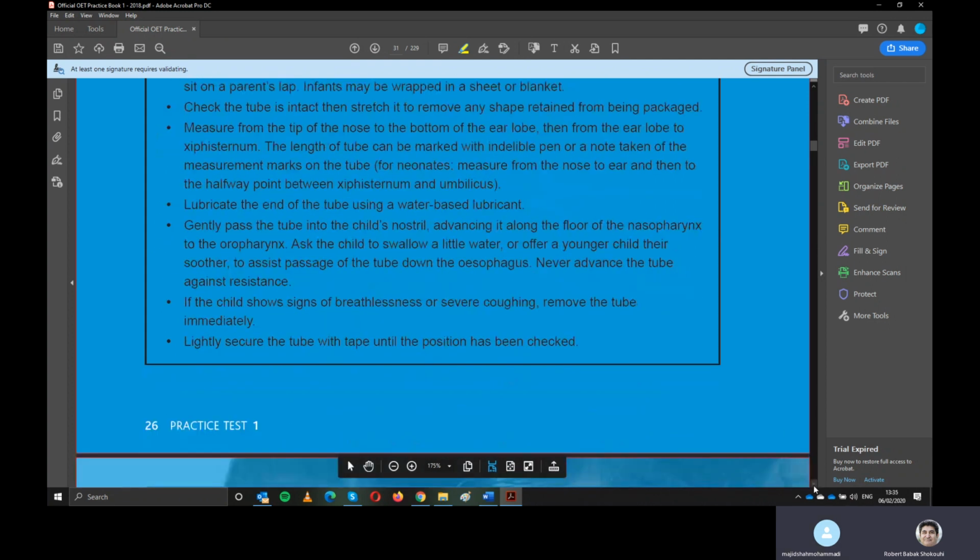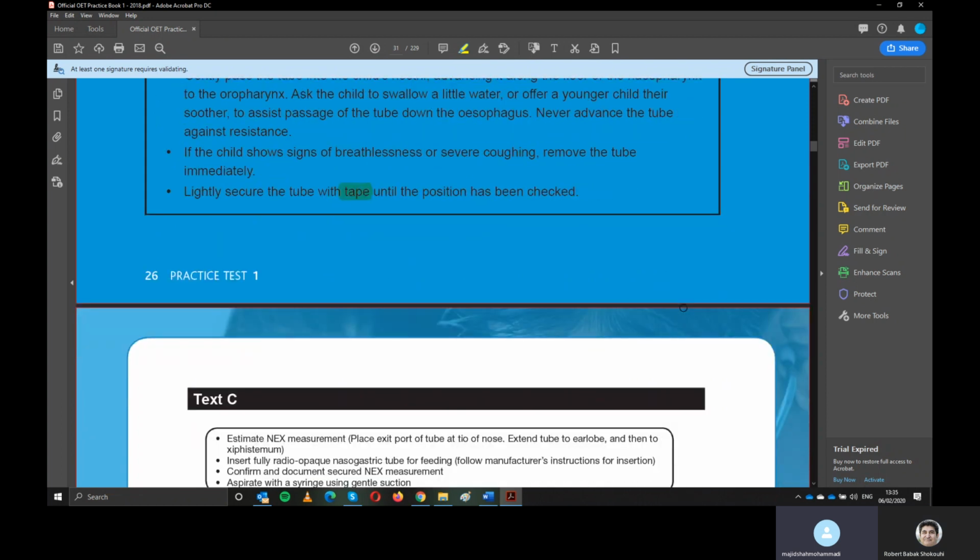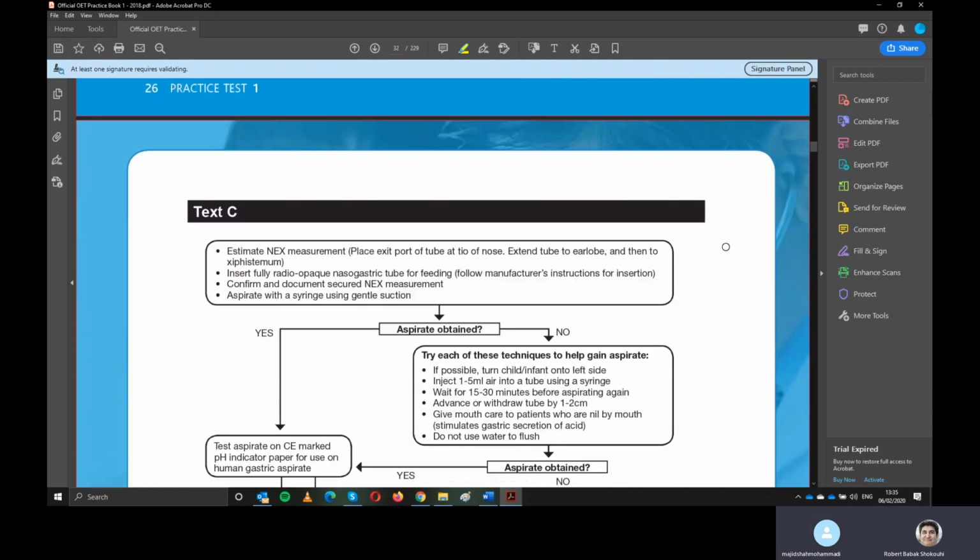Second question was: lubricate the end of the tube with a water-based lubricant. So we need to write there, water-based lubricant. Pass the tube, assist the passage, never advance. Lightly secure the tube with tape until the position has been checked. So how do we fix it temporarily? With tape.